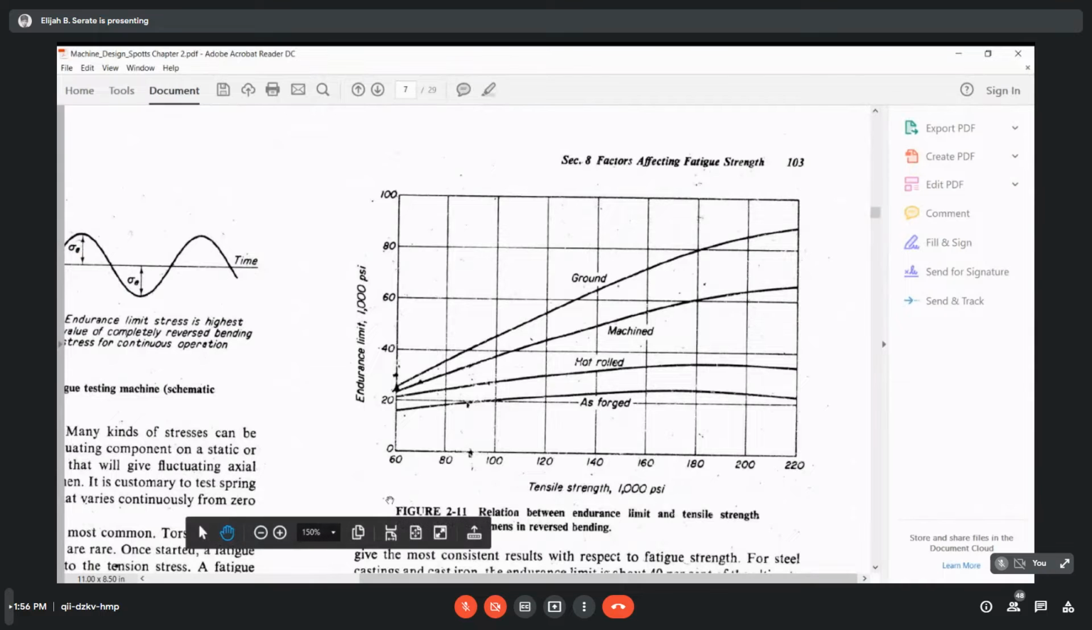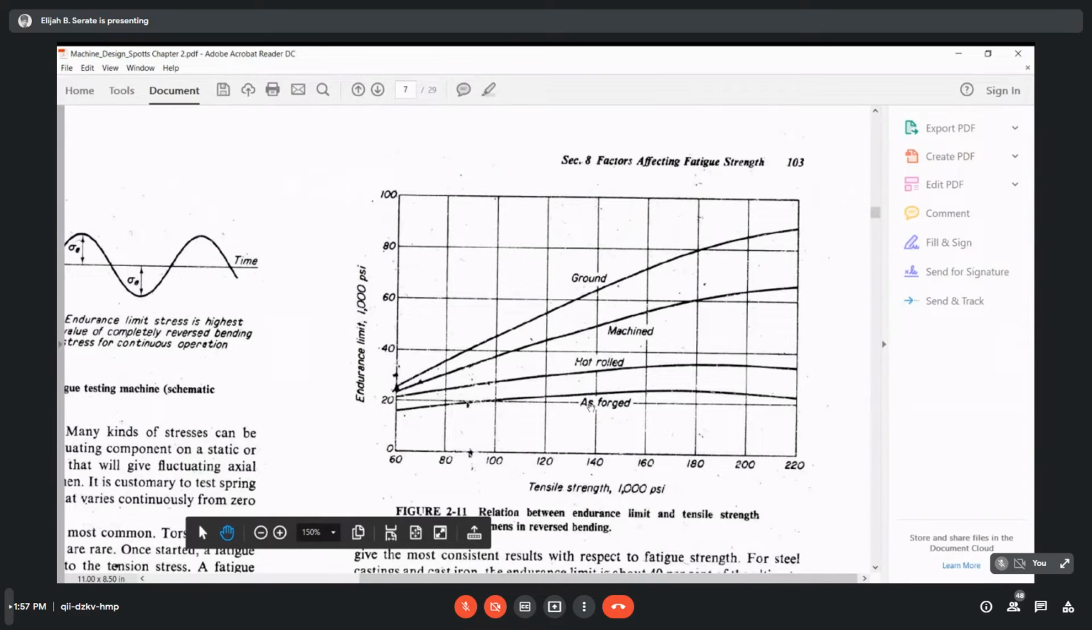Yes, sir. Okay, the graphs there represent how to get the endurance limit of a certain material with a certain surface condition. The first graph is as forged. The second graph is hot rolled. The third graph is machined, and the fourth graph is ground. Okay? Now, tensile strength is another word for ultimate strength.